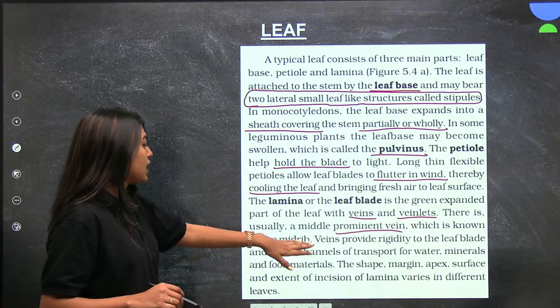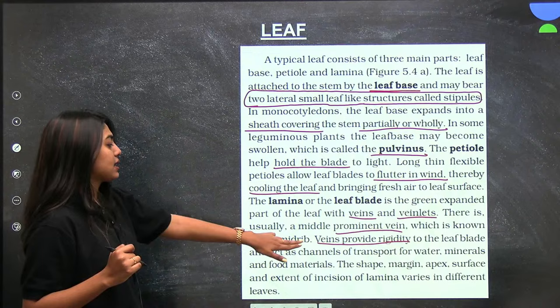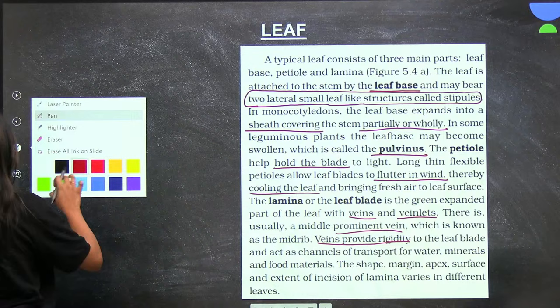But just for you to understand, here they are saying the whole thing. Veins provide rigidity to the leaf blade and act as a channel of transport of water, minerals, food materials. Now, here one word is there which I want you people to know.